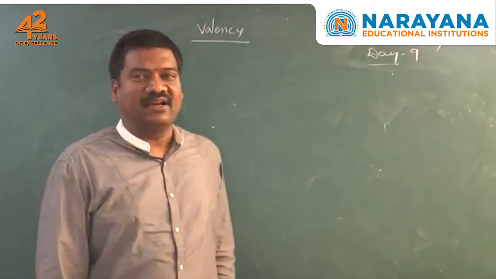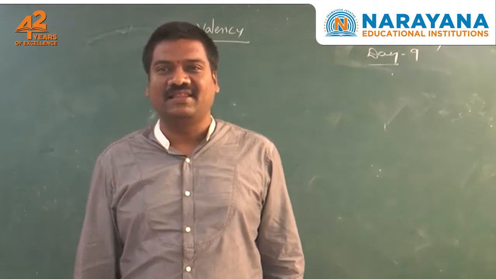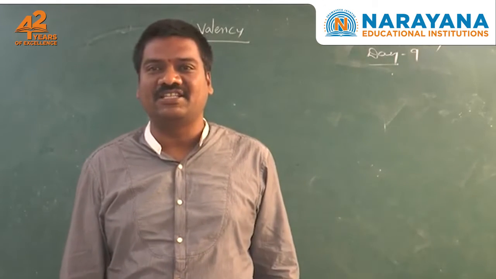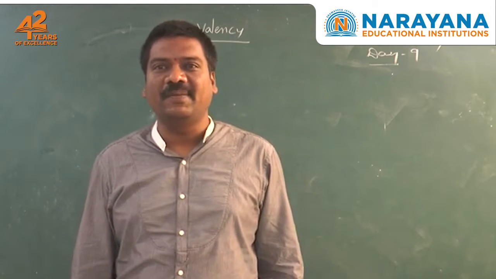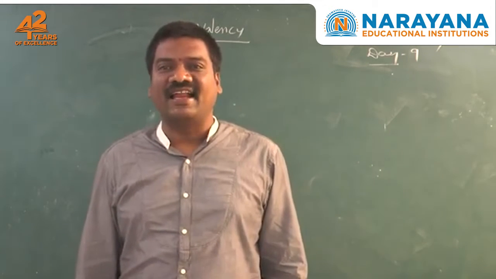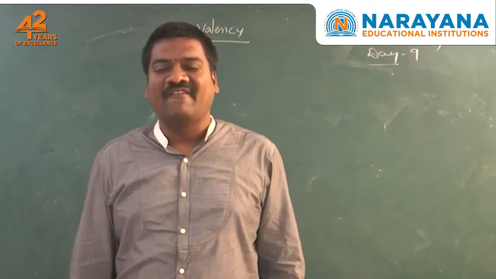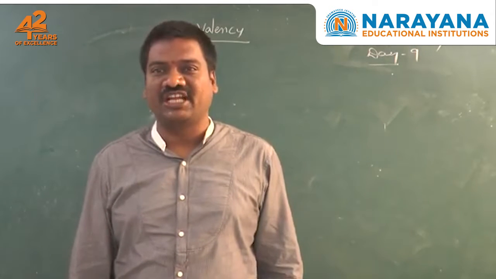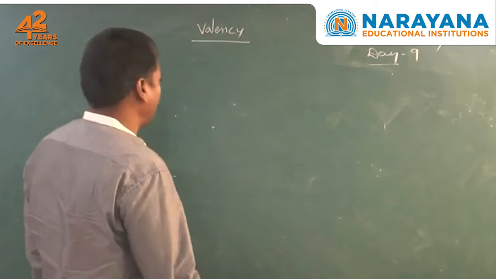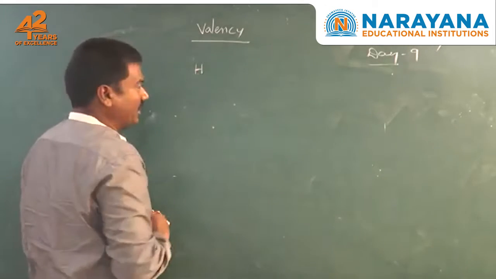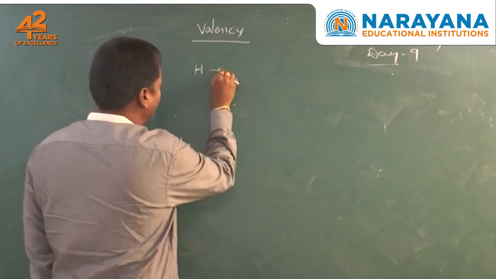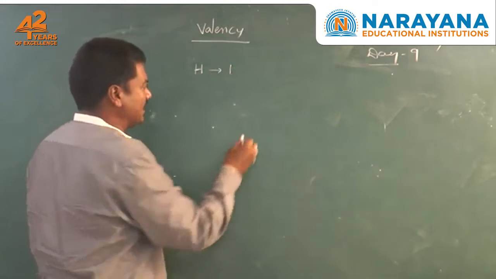Valency is nothing but the combining capacity of an element. This valency depends upon the number of valency electrons present in the valency shell, or outermost shell, in an atom. For example, if you take a simple element like the hydrogen atom, the atomic number is 1 and it has one valency electron.